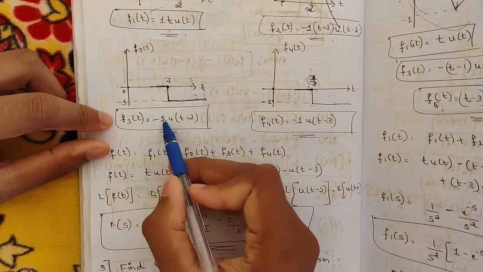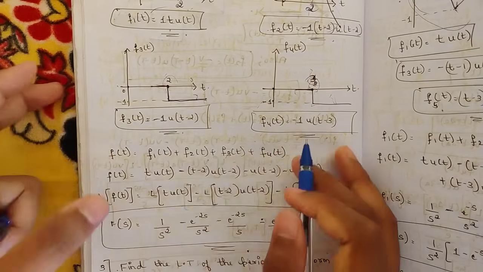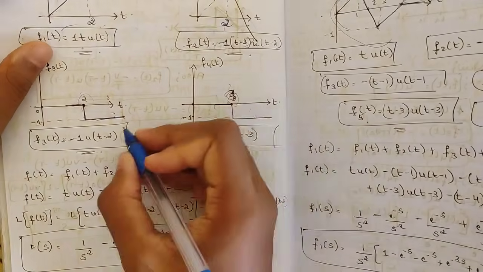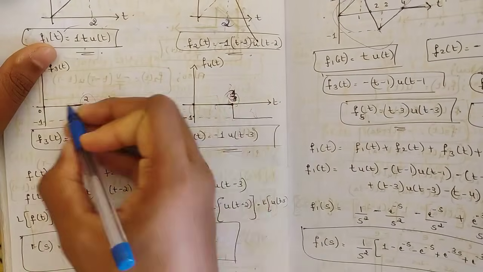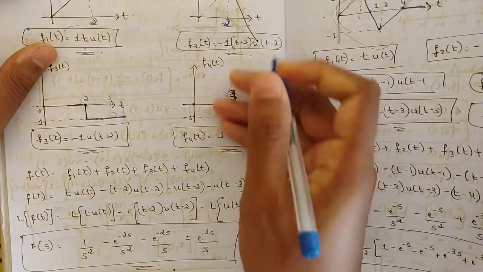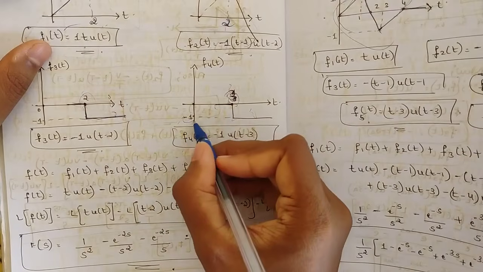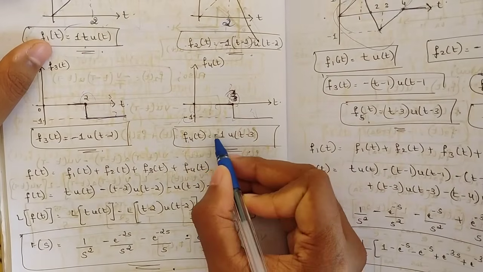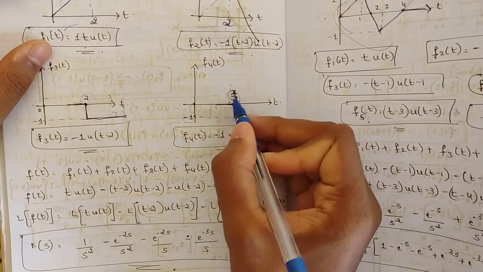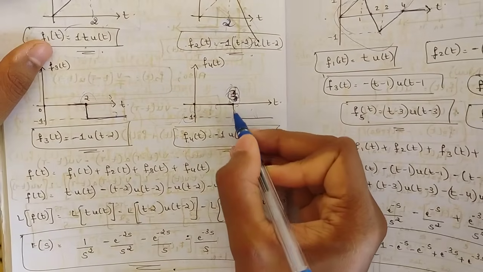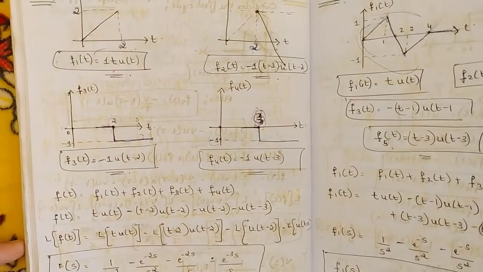So -1 into u of t minus 2 is f3 of t, and f4 of t is from point 3 that it is continuing, that is again from 1 it is coming to 0. So again the amplitude is -1. So f4 of t is -1 into u of t minus 3, because from point 3 it is coming down. Okay, so hope it is clear.